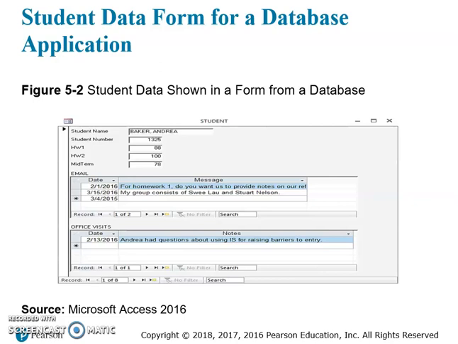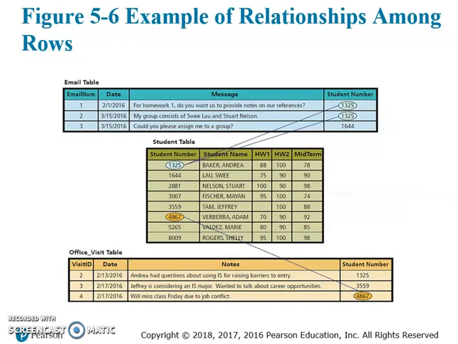What's the best way to link all this information together? We need a unique marker. We can't use names. We can have two Tom Smiths. The student number is our unique link between every one of these.